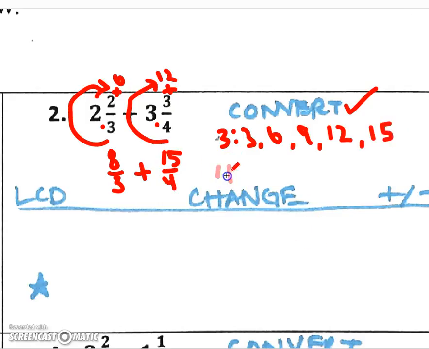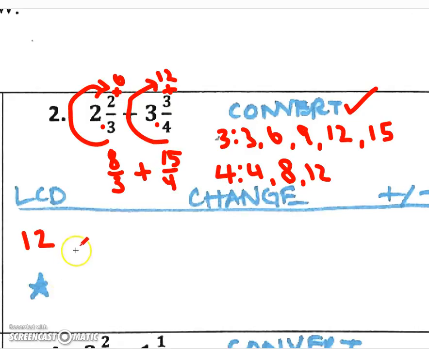And I also have to do the same thing with my 4s. Counting by 4s, 4. 4 times 2 is 8. 4 times 3 is... Eureka! We have found a common denominator. Both 4 and 3 go evenly inside the number 12. So, we found our LCD. Our LCD is 12.